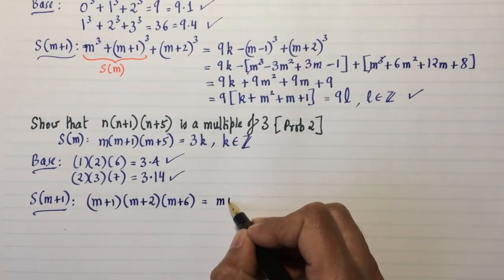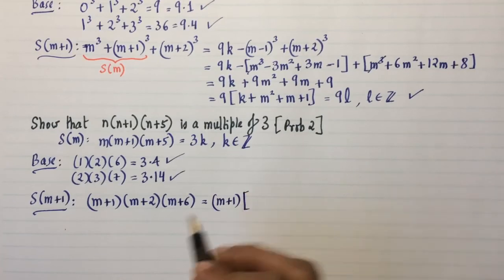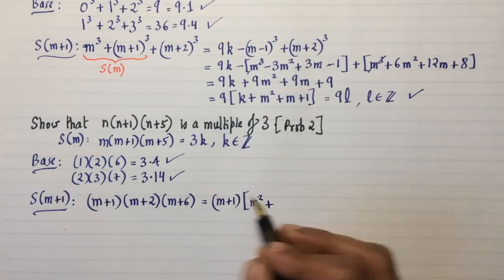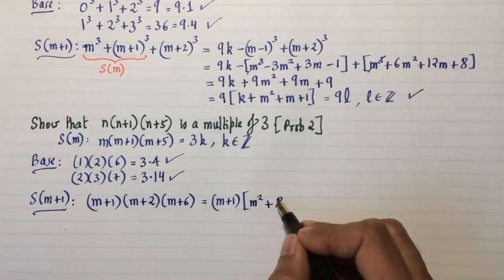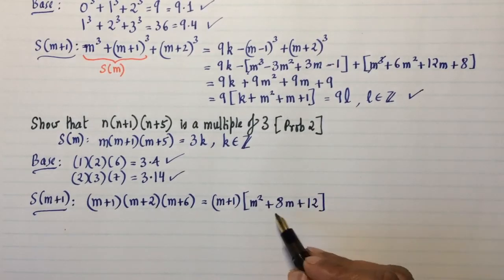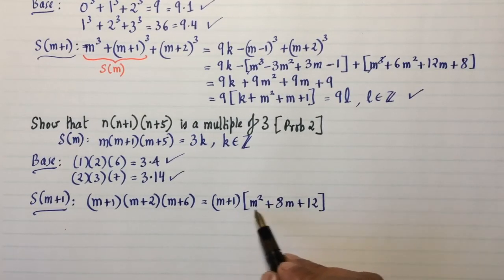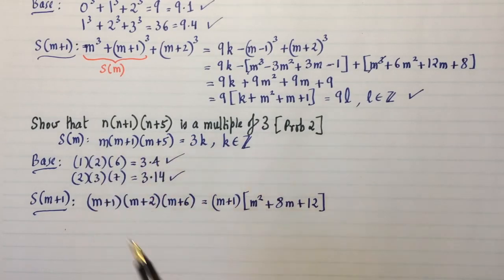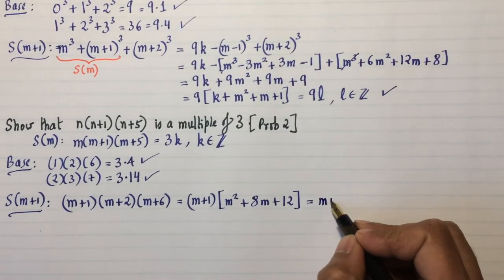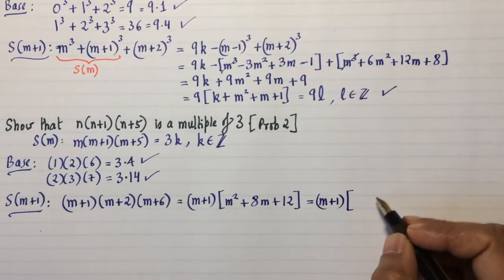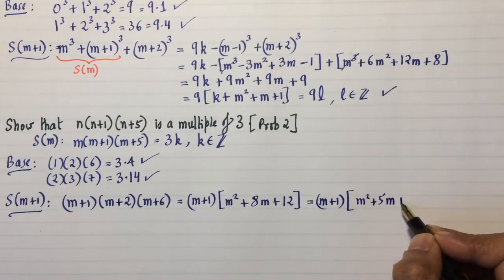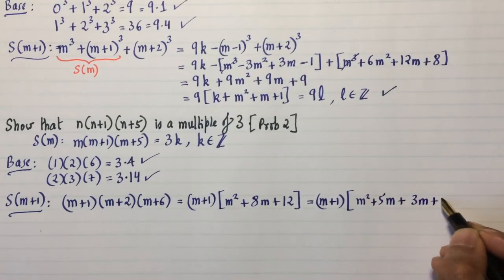So I'll write m plus 1 and see what I get if I multiply these two. I'm going to get m squared plus 2m plus 6m, or 8m, plus 6 times 2, 12. And let's see what I can do with this. Can I write this in some fashion that's similar to that? Well, actually I can. In fact, I can write the square bracket as m squared plus 5m plus 3m plus 12.